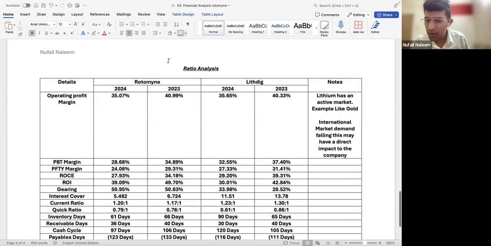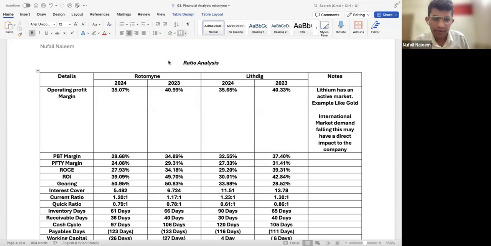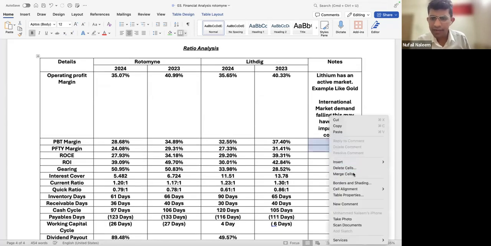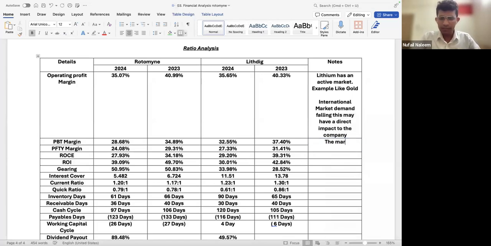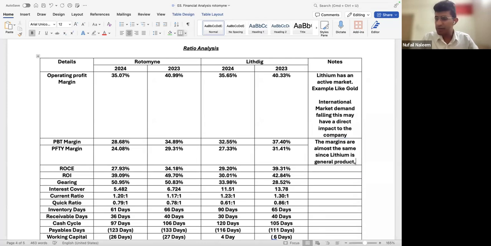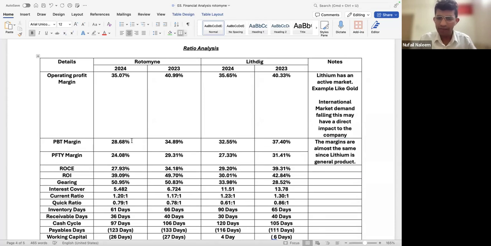Thank you, students. Now again, you see the profit before tax margin. Also, you see there is a slight deviation and the profit margin is almost going the same. So I'll just write down here. The margins are almost the same, since lithium is a general product, correct, no, students? A crude oil is crude oil only. You can't change crude oil, no, students. After that, you can add some value, but the government restriction, prices, everything will be there.